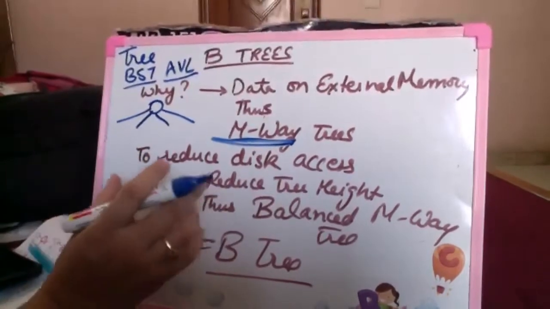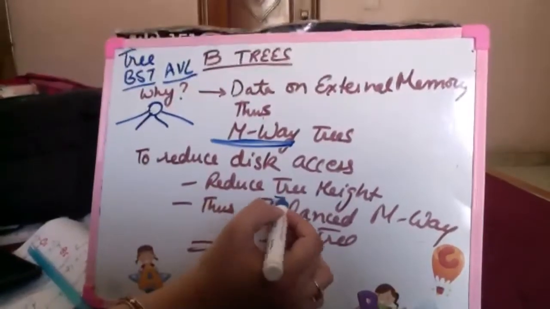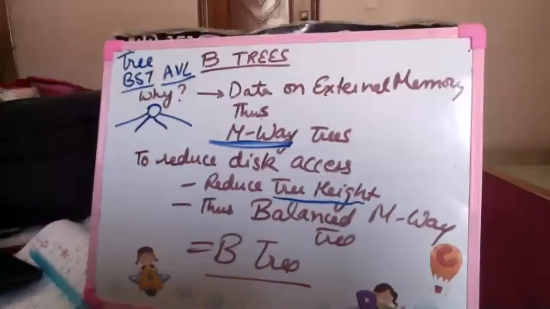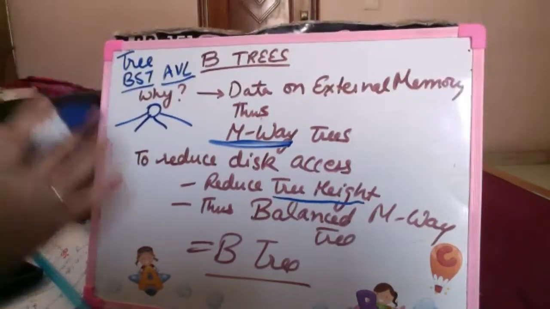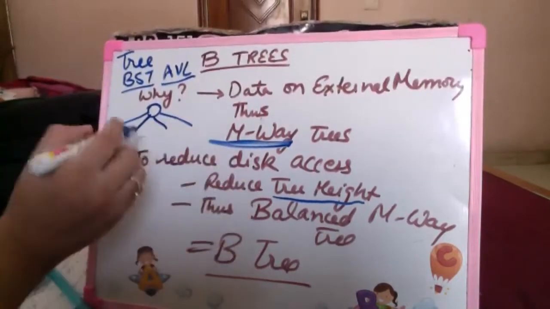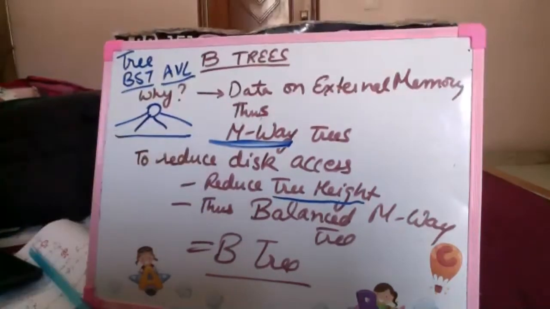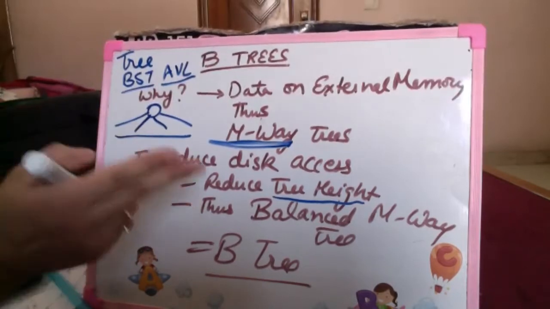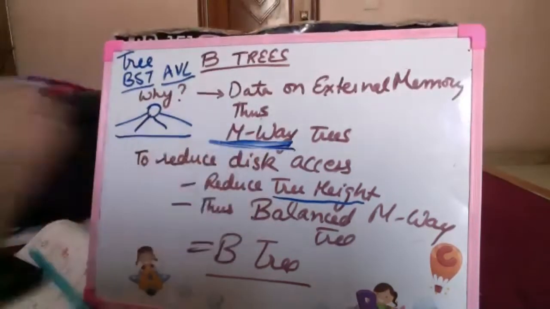To reduce the disk access time, I need to reduce the tree height. One node or one level of the tree can be retrieved at one time. So what we are trying to do is to reduce the height. What we can do is increase the number of children that are stored at each level. So instead of using a two-way tree, which is also called a binary tree, we use M-way trees.